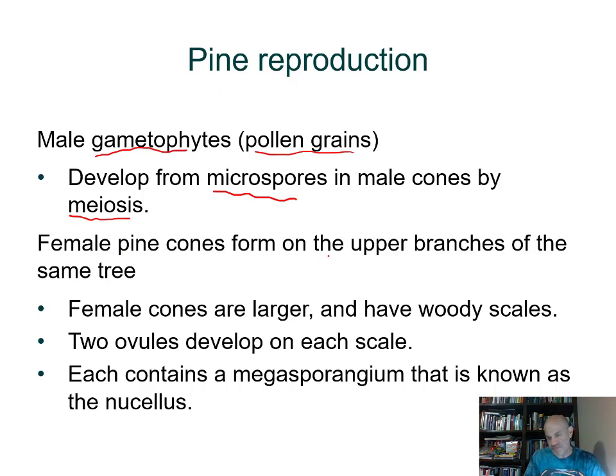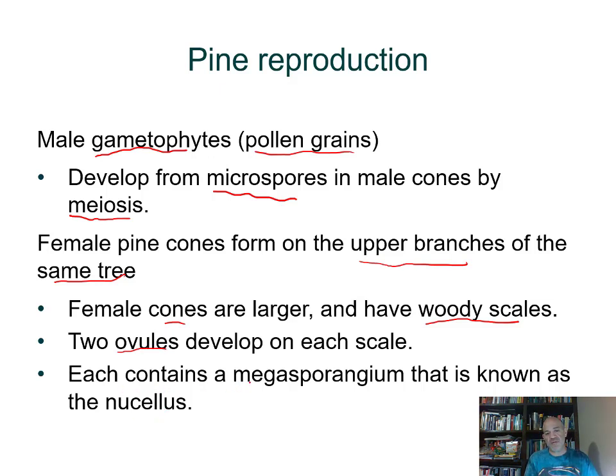The female pine cones tend to be on the upper branches of the same tree. So if you've got male and female cones on the same tree, then that would be monoecious instead of dioecious, like we introduced in the last section, the terms. The female cones tend to be bigger, larger, and the scales are woody. So the scales, where the ovules are, and eventually produce the seed, are on there, naked on the base of the scales. So typically for a pine, you'll have 2 ovules, although you can have more ovules depending on the kind of conifer.